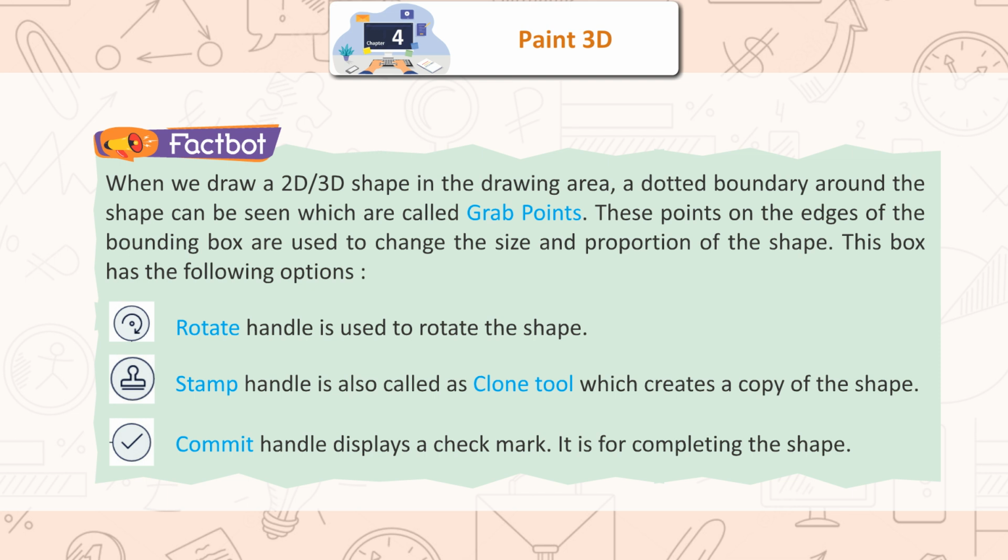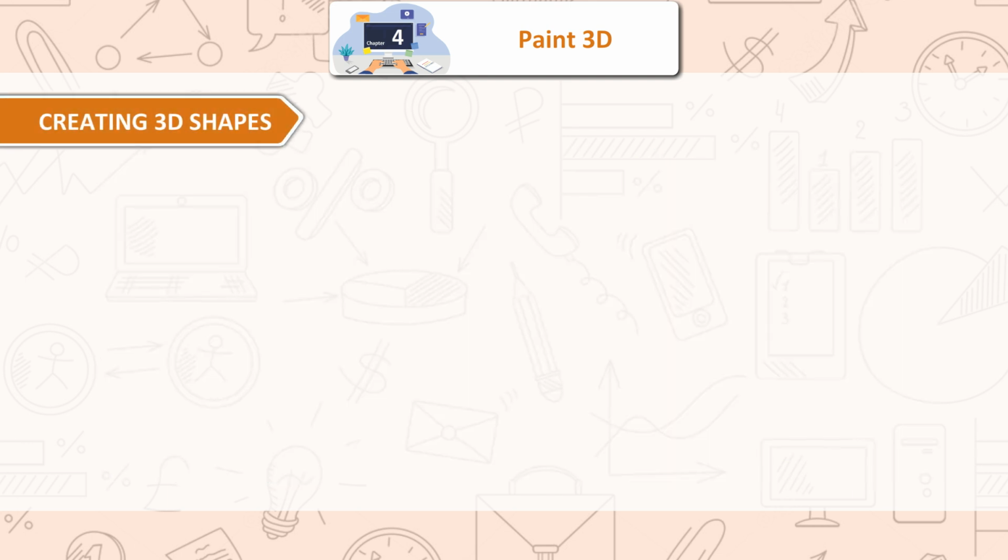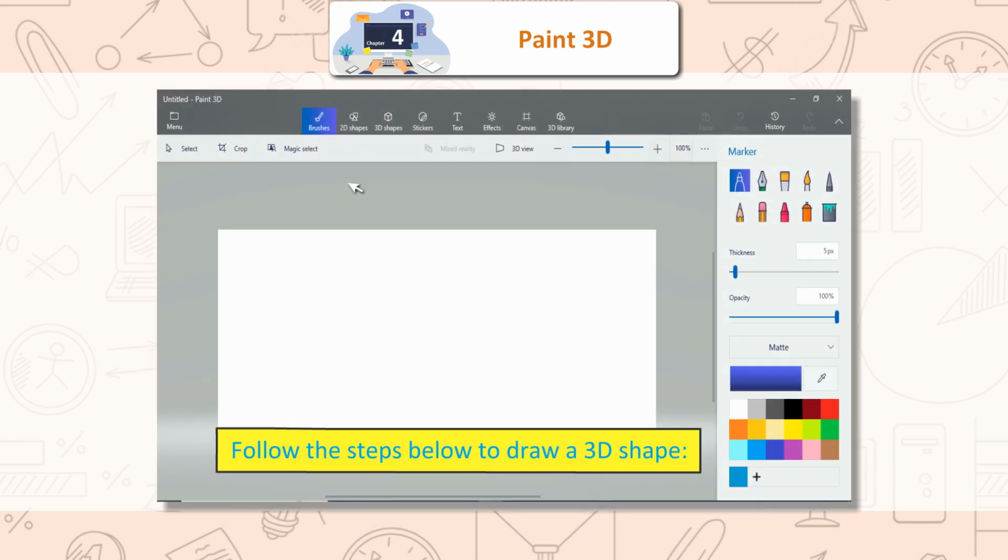Commit handle displays a check mark. It is for completing the shape. Creating 3D shapes. Follow the steps below to draw a 3D shape.